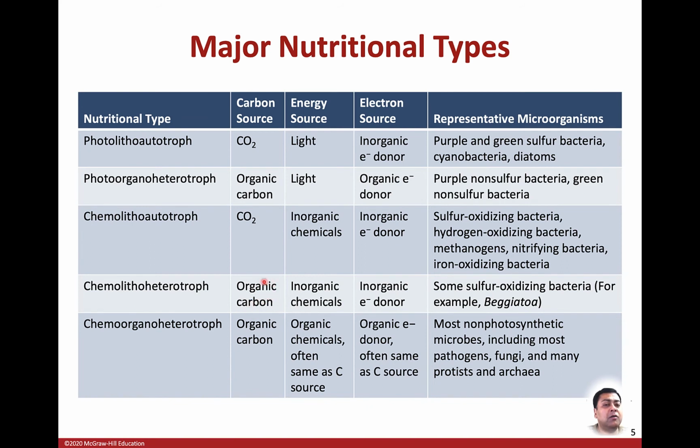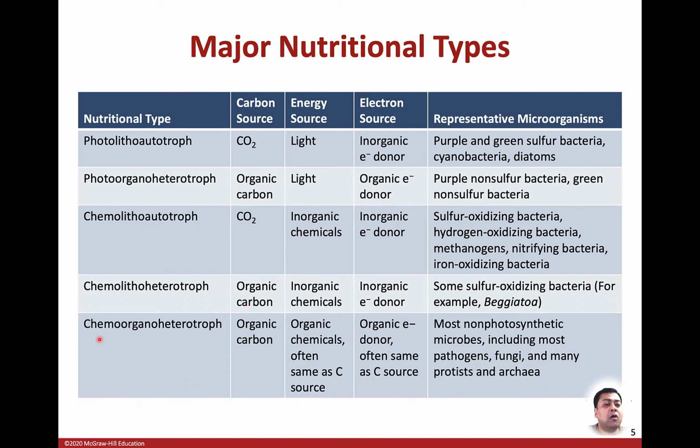They are obtaining the organic carbon from a preformed source, which has been made by some other autotrophs. And they're using the power of the inorganic electrons to convert them to a different molecule.